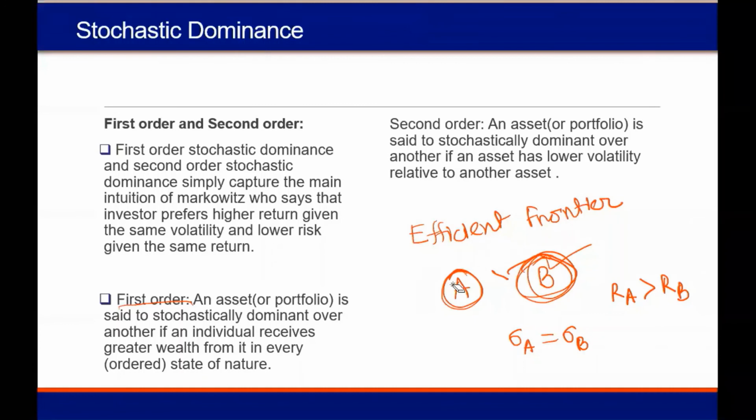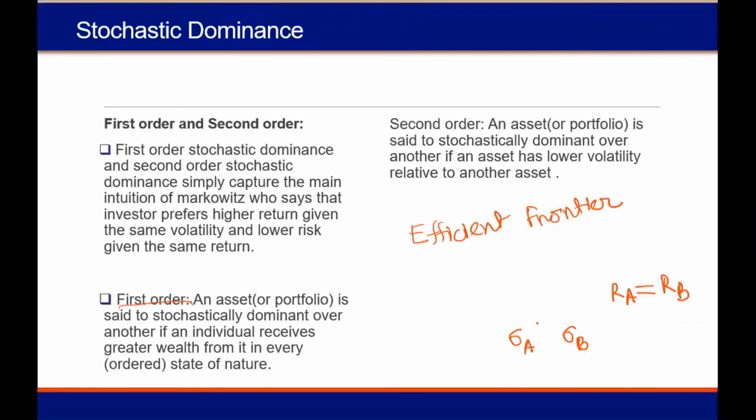And second order stochastic dominance is known as, between asset A and B, if their returns are similar, you would prefer that asset of which the variance is lower, of which the risk is lower. In that case, you would say asset A has second order stochastic dominance over asset B because asset A has lower variation in its outcome compared to asset B given the same level of return. So this is known as second order stochastic dominance. Okay.